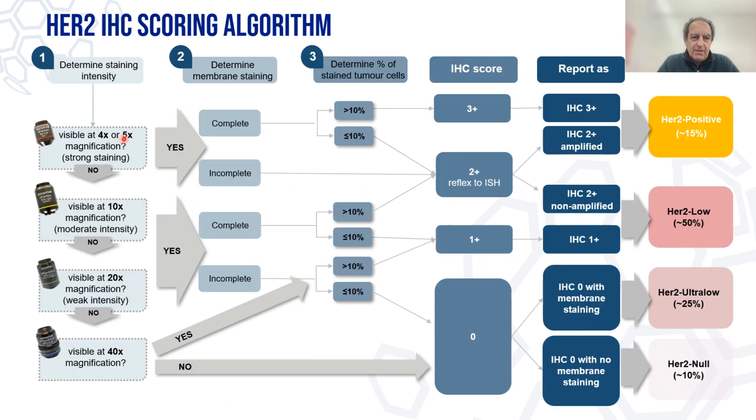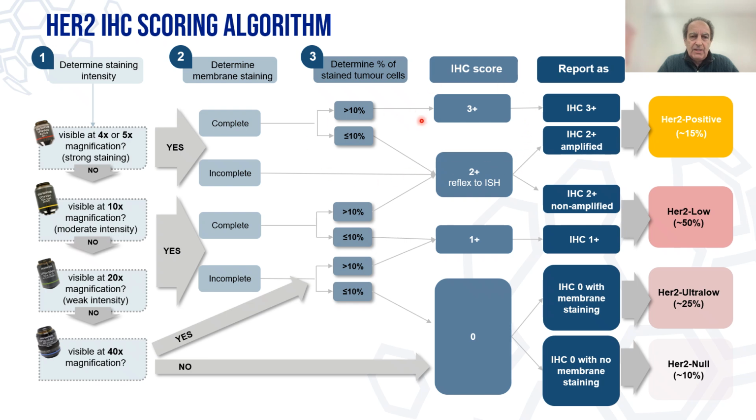This is our scoring algorithm. You remember this is a sequential algorithm. First you determine the staining intensity using the magnification rule. Then you look at the distribution of membrane staining, whether complete or incomplete. The third step is to understand whether this affects more or less than 10% of the cells.